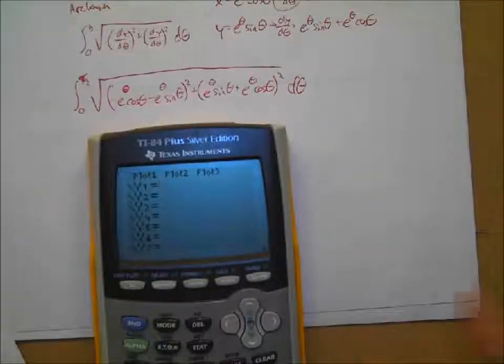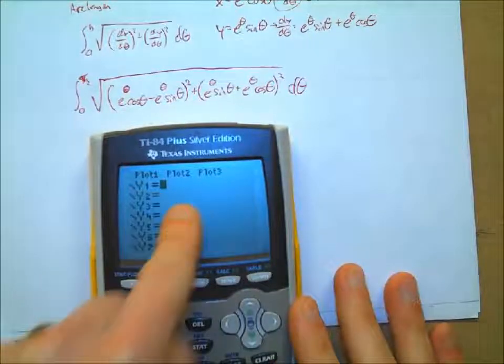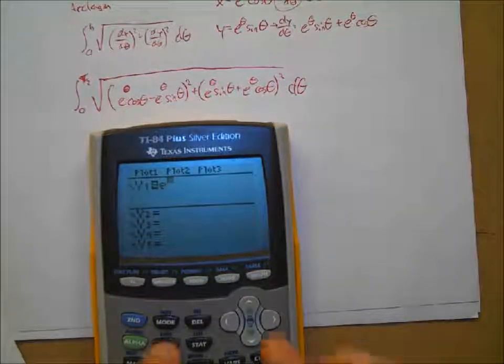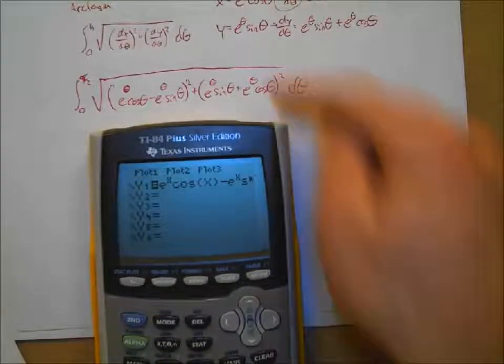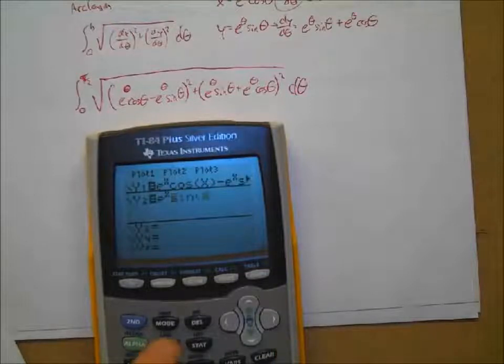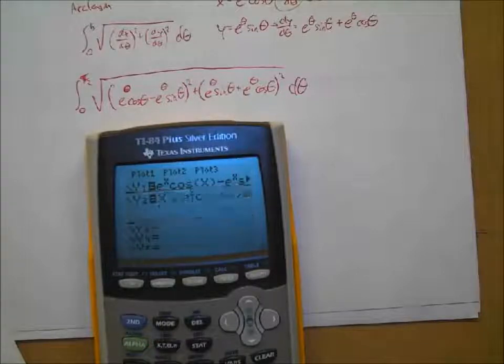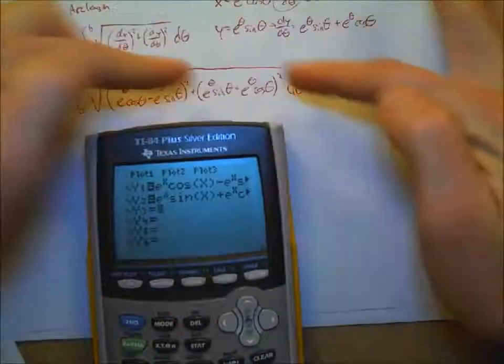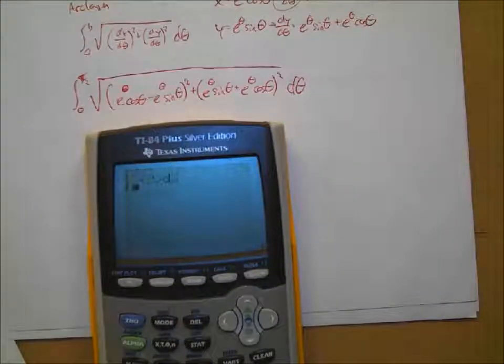My recommendation though is to take your dx d theta, put that in your y equals here. So I'll put e to the x cosine x minus e to the x sine x. We'll do the same thing then for our dy d theta as well: e to the x sine x plus e to the x cosine x. So put the dx d theta in y1, dy d theta in y2. And then when you go to your home screen and you do math 9, we'll go integral from 0 to pi over 2. We'll type the square root there.